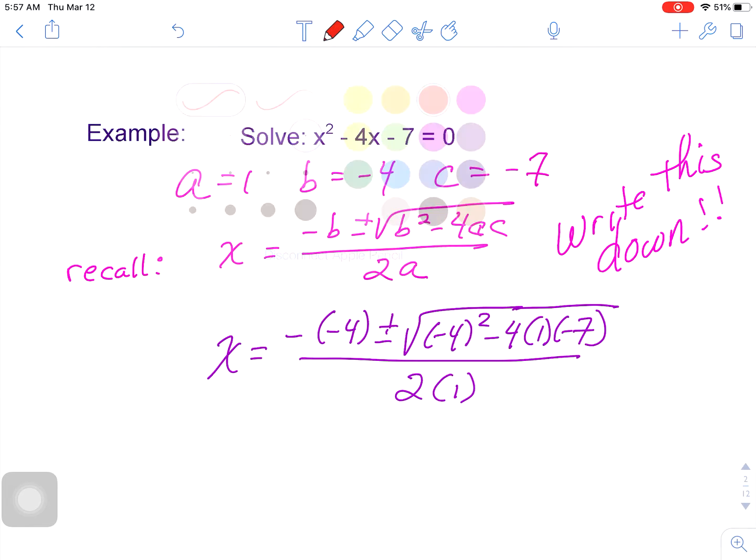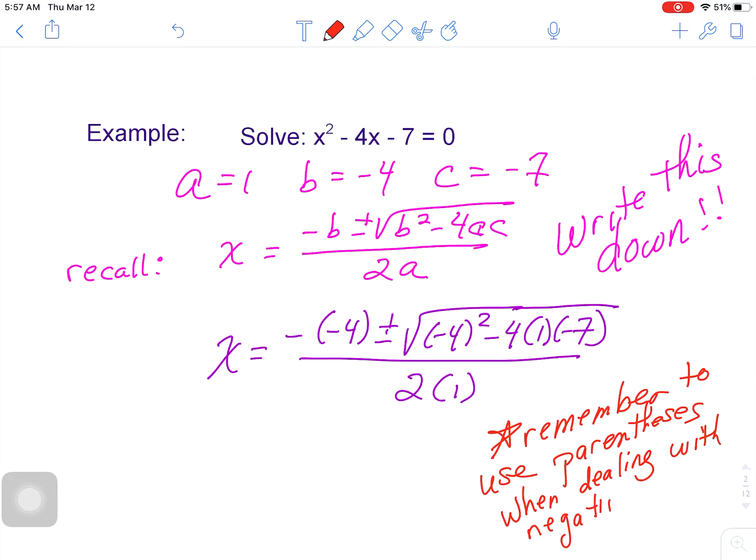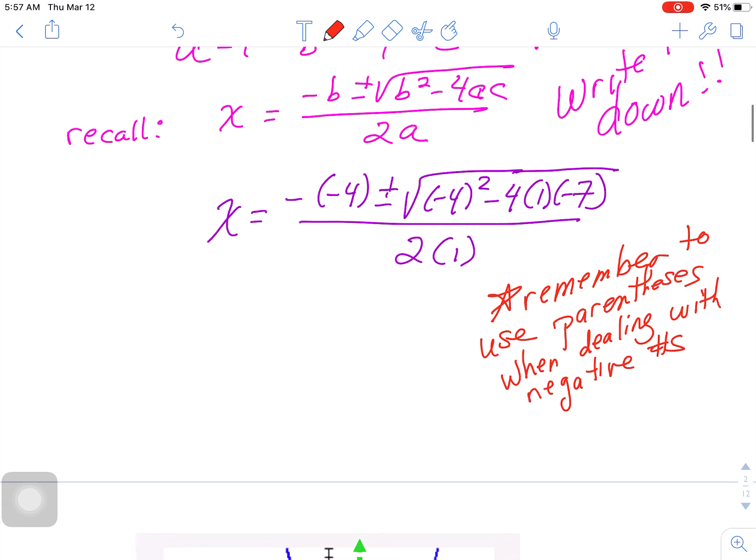All right, and I'm going to put a big note here. Remember to use parentheses when dealing with negative numbers, because the opposite of -4 does not equal -4. All right, so then we've got x equals 4 plus or minus the square root of 16 minus 20.